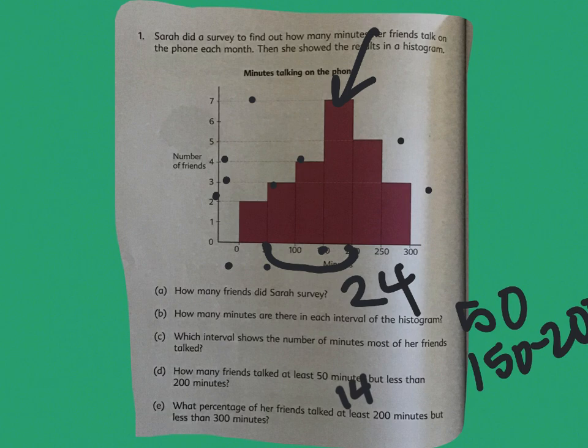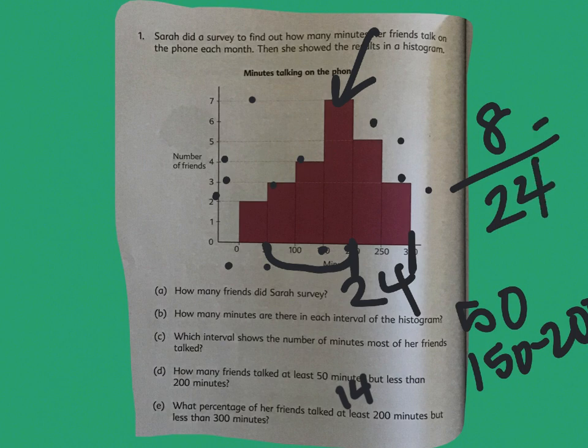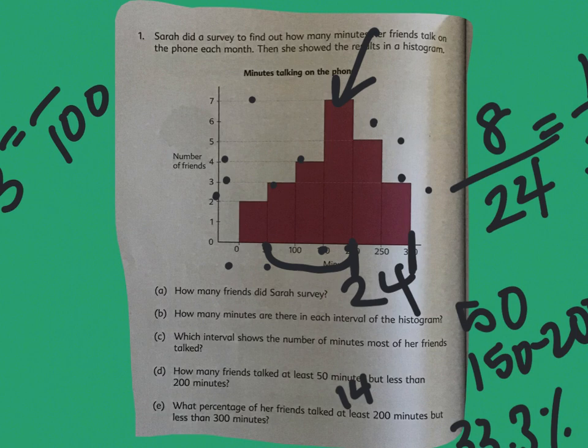What percent of her friends talked at least 200 minutes but less than 300? So 200 but less than 300. So that's going to be 5, 3, 8. 8 out of 24. If I reduce that down, it's 1/3. 1/3, you should automatically know that that's 33.3%. Or you could change it to 100.